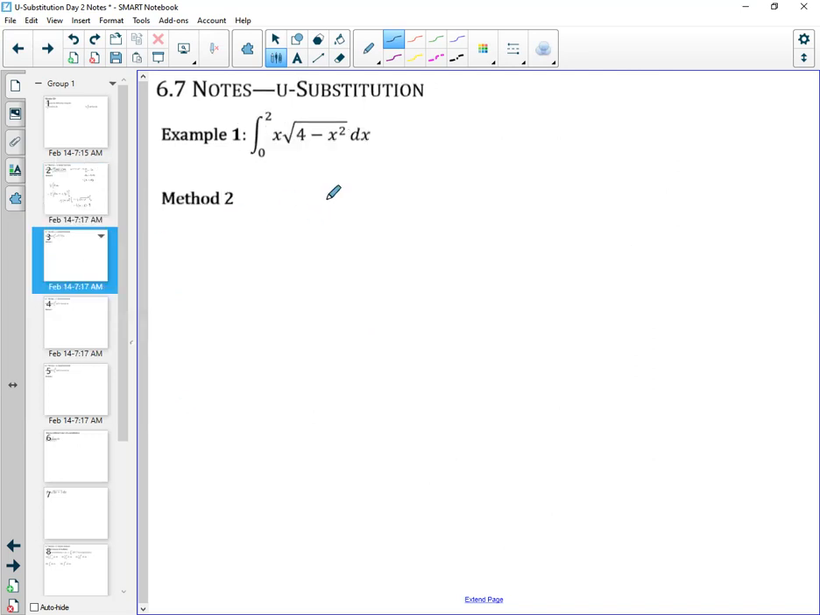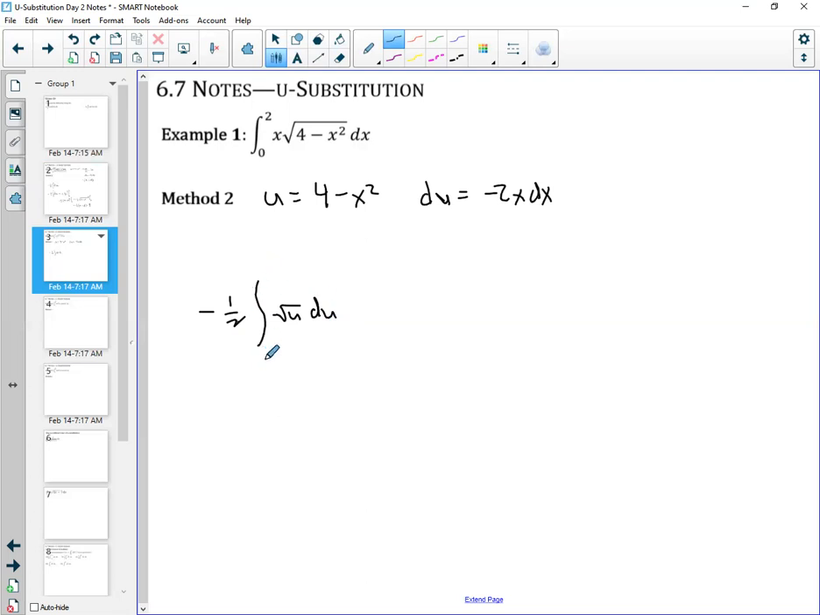I'm just going to rewrite a little bit of this stuff here. We said u is 4 minus x squared, which meant that du was negative 2x dx. We did all the substitution, and we ended up with this: negative 1/2 times the integral of square root of u du.